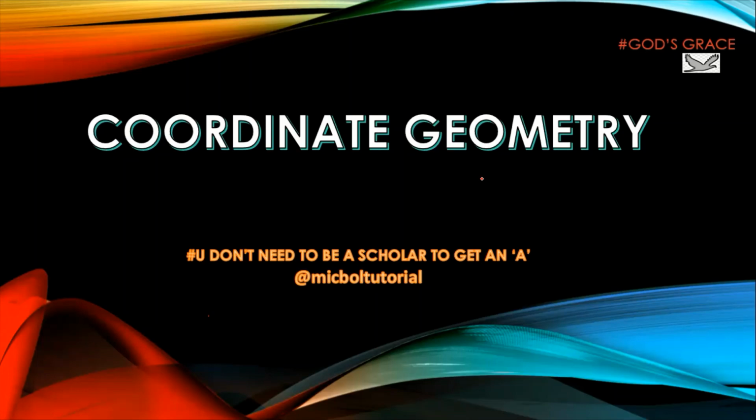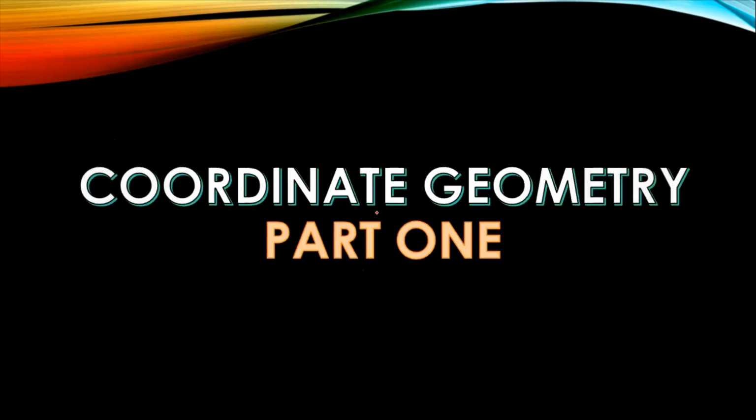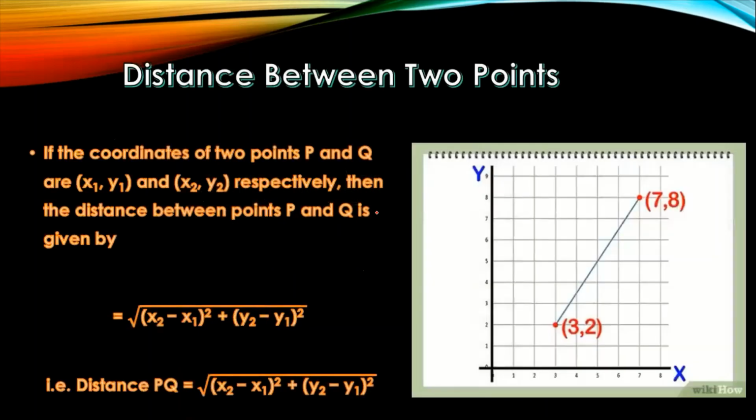Coordinate geometry is the name of a course called Math 112. Starting with part 1 of coordinate geometry, we are going to be looking at the distance between 2 points. We are also going to be looking at the slope of a straight line, and the midpoint of a straight line. Now, starting with the distance between 2 points. Also, if you have covered all these, you can move to part 2 straight away. But if you have not, join me in learning.